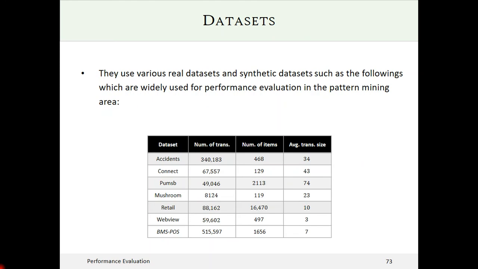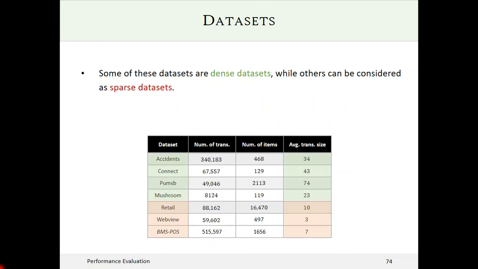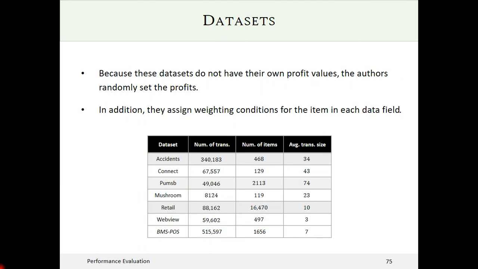They use various real datasets and synthetic datasets. The real datasets, which are widely used for performance evaluation in the pattern mining area, are as follows: Accidents, Connect, PUMSB, Mushroom, Retail, WebView, and BMS-POS. Some of these datasets, like Accidents, Connect, PUMSB, and Mushroom, are dense datasets, while others, meaning Retail, WebView, and BMS, can be considered sparse datasets, meaning the average number of items in each of their transactions is relatively low. To prepare these datasets, because they do not have their own profit values, the authors randomly set the profits. In addition, they assign weighting conditions for the items in each data field.